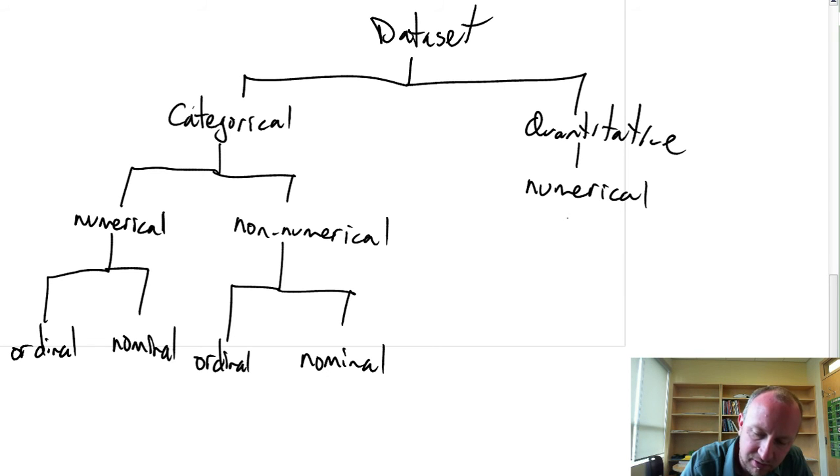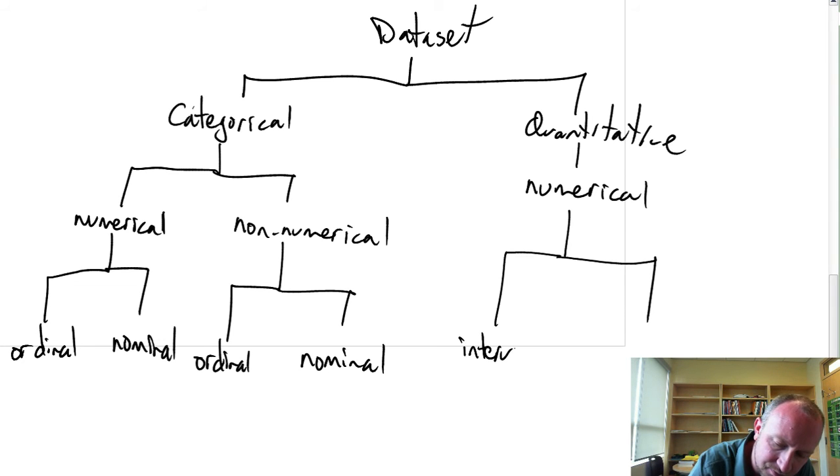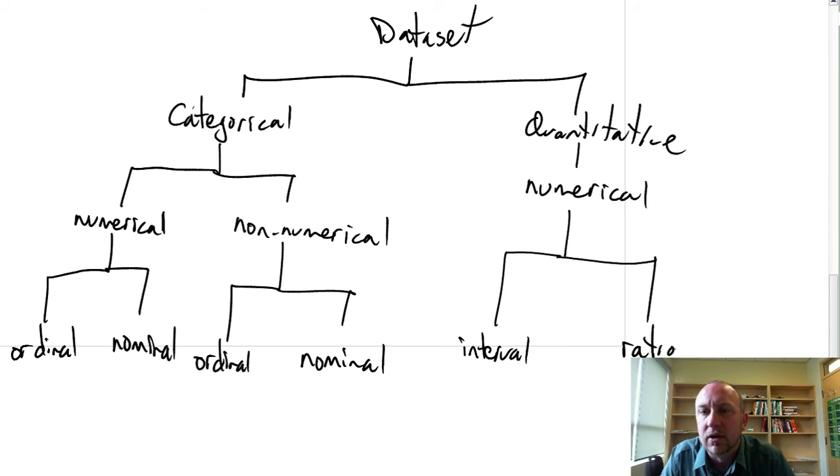Quantitative variables, well, they have to be numeric. They have to be measuring a quantity of something, how much, how many. This is either going to be an interval or a ratio. So if I know that something is ratio data, I know that it must be quantitative. If I know something is nominal, it must be categorical, and so on.